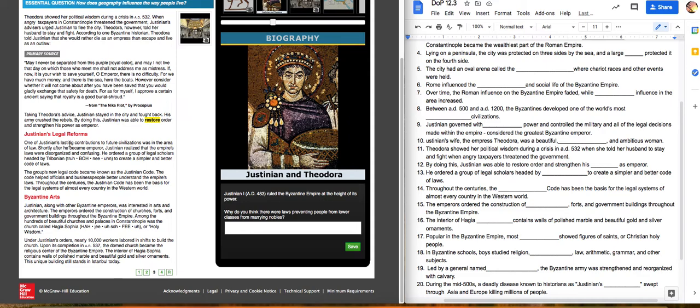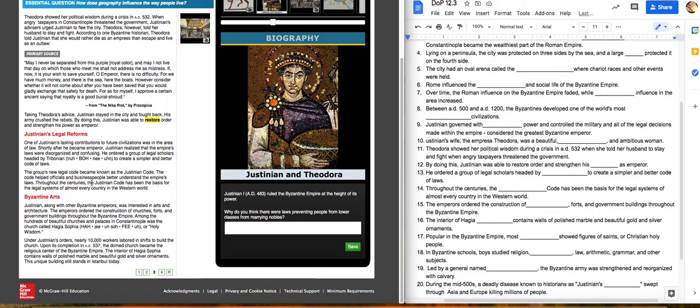One of Justinian's lasting contributions to future civilizations was in the area of law. Shortly after he became emperor, Justinian realized that the empire's laws were disorganized and confusing. So he ordered a group of legal scholars, who was headed by Tribonian, to create a simpler and better code of laws. 13 in your notes. The group's new legal code became known as the Justinian Code. The code helped officials and business people better understand the empire's laws.